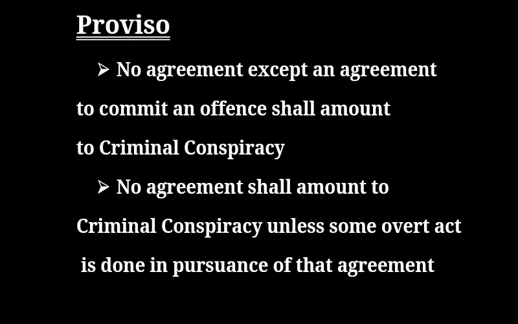Second part of the proviso: no agreement shall amount to criminal conspiracy unless some overt act is done by one or more parties in pursuance of that agreement. It means that any agreement which is made to do a lawful act is not a criminal conspiracy, but it becomes criminal conspiracy if later on one or more parties to that agreement do any act which is illegal or follow an illegal way for carrying on that agreement.